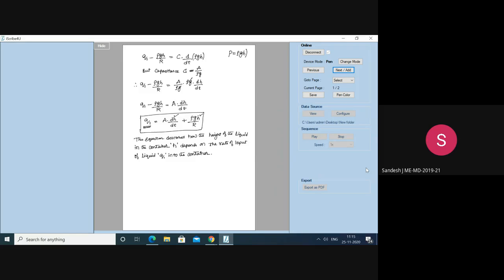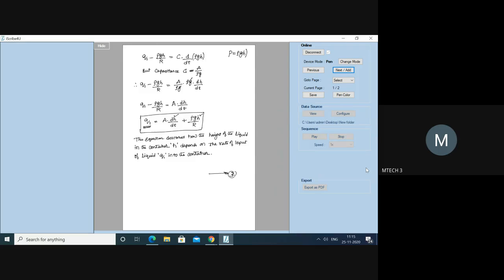Yes, sir. Okay, right. So this is an important derivation, which shows how the height of the liquid is dependent upon the rate of input, the rate of flow, that is Q1. Is it clear now? Shall I proceed further? Yes, sir. Okay. So I will turn the page again. We shall go further.